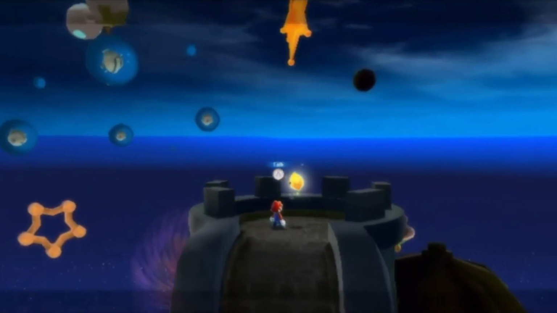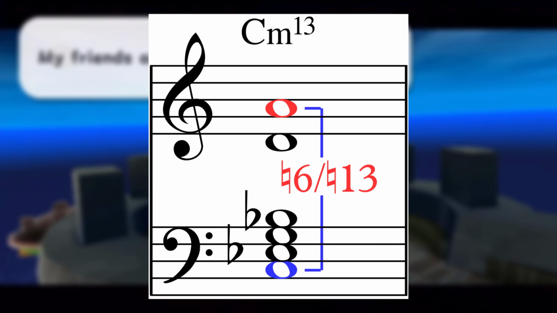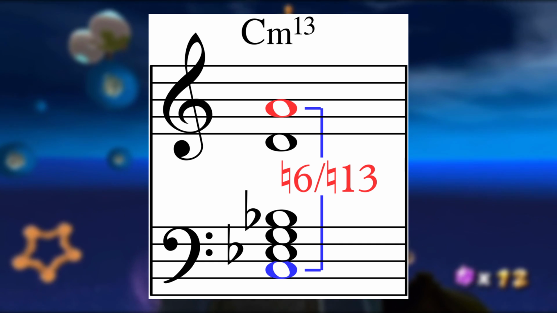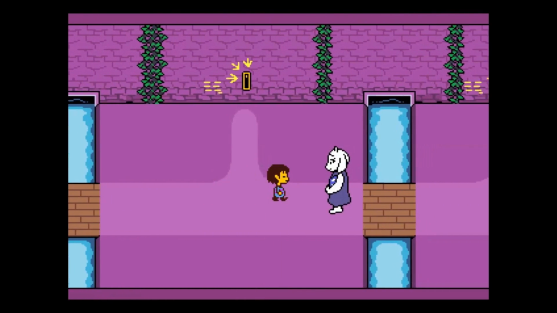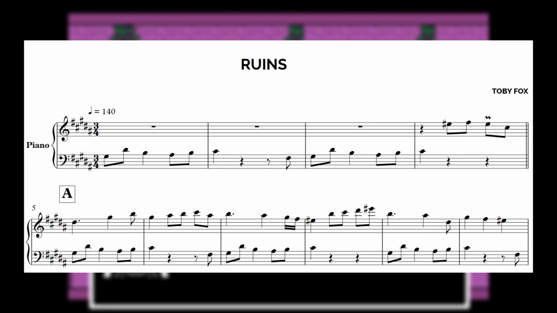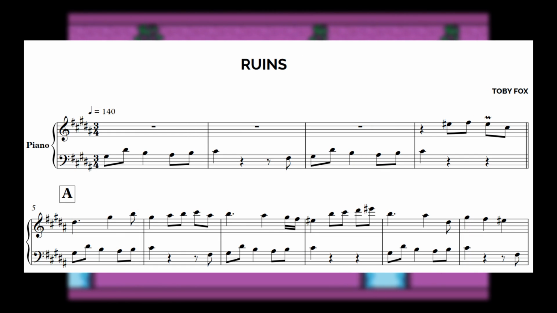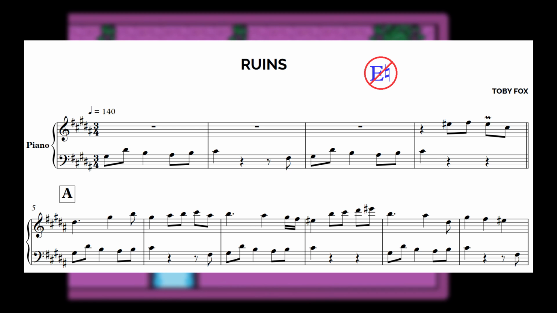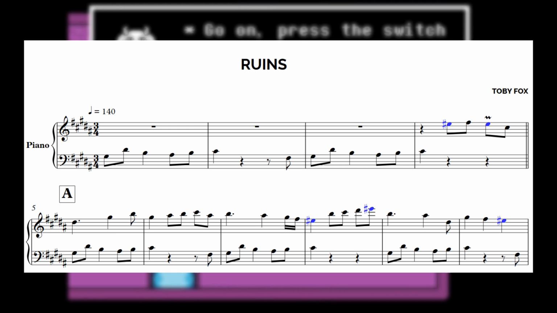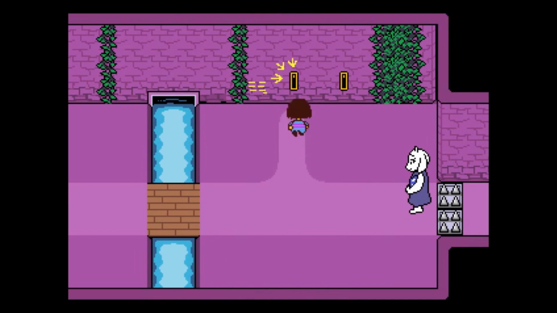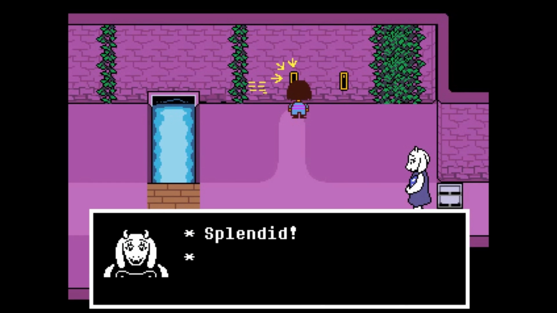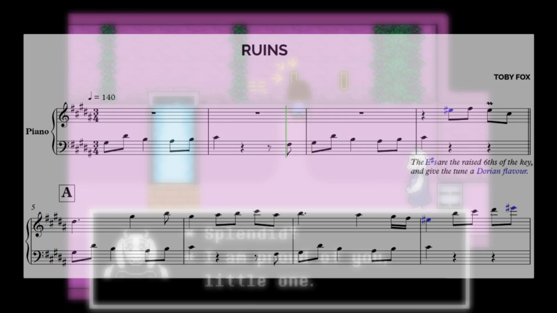The Dorian mode's raised 6th is a super common way that composers make a piece sound mysterious. Check out the Ruins music from Undertale. The melody is constructed entirely using the Dorian mode, meaning that in the key of G sharp minor there are no E naturals, only E sharps. Using this raised 6th in a minor key is what gives the piece the quality of the Dorian sound.